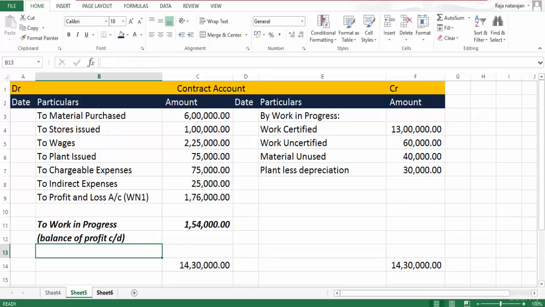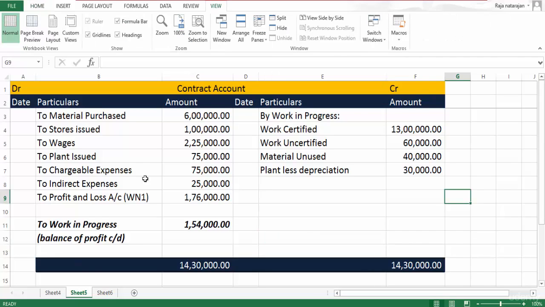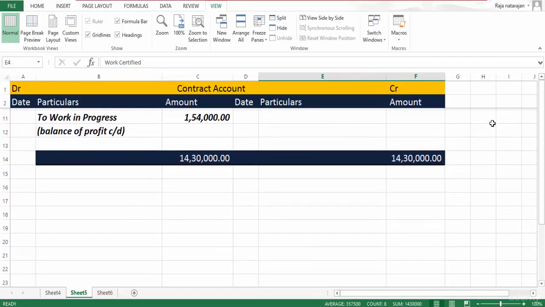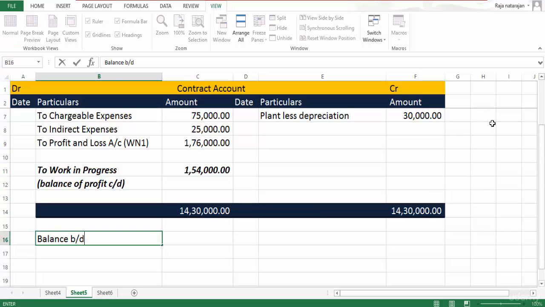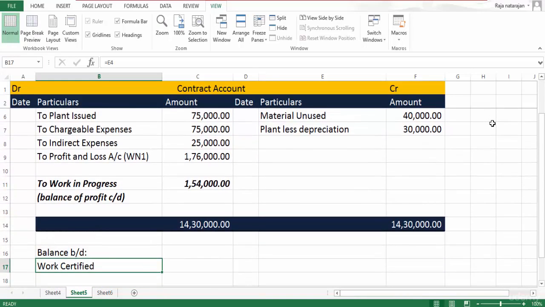So we are done with this contract account. So let's close this. So totaling and balancing is done. Now these balances have to be carried to the next period. So let's take it to the next period. Let me just bring them. Balance brought down, where we have work certified, uncertified. Let's capture one by one. Work certified was 13 lakhs.